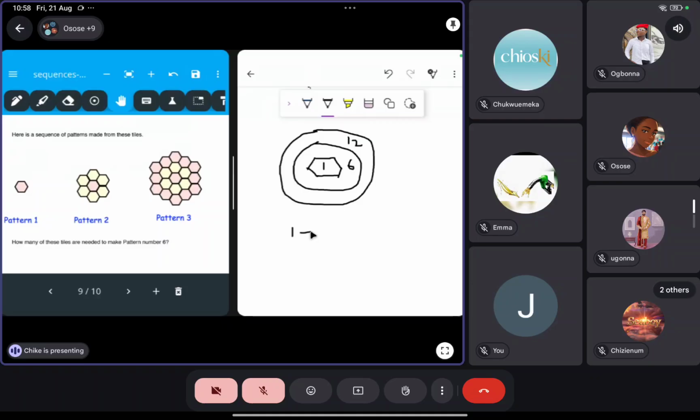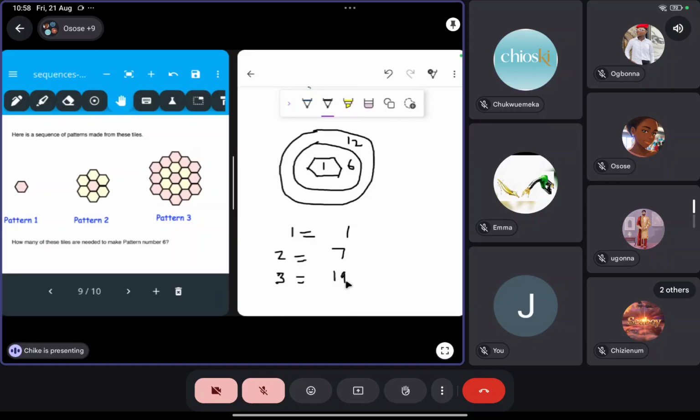Let's see if we can look at the pattern in terms of number. Pattern 1 has just 1. Pattern 2 has how many? 1, 2, 3, 4, 5, 6, 7. Let's see if that will work. Then pattern 3 has how many? This is 1, 2, 3, 4, 5, 6, 7. 7 plus 12 is 19.